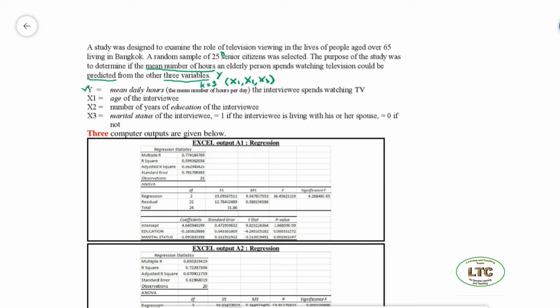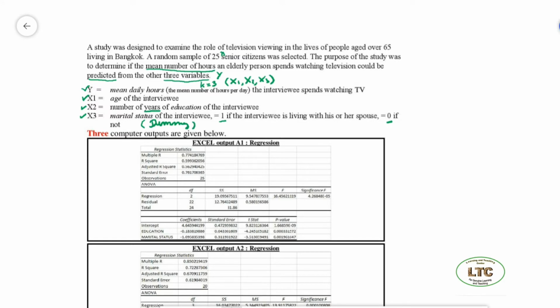So x1 is age of the interviewee, x2 is number of years of education, which is a ratio level measurement, x3 is marital status. x3 is 1 if the interviewee is living with his or her spouse or a partner, or 0 if living alone. Therefore, a 0, 1 variable is also permitted, and this is called a dummy variable.